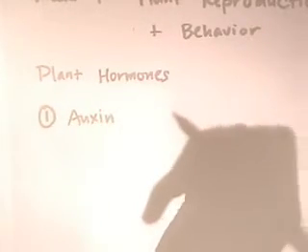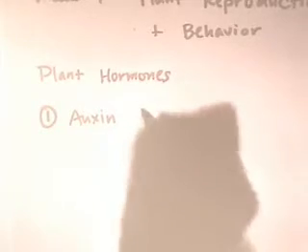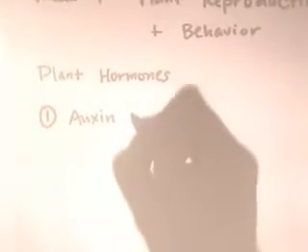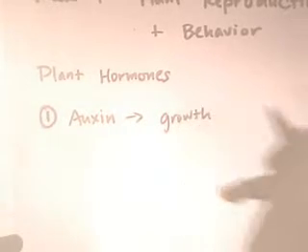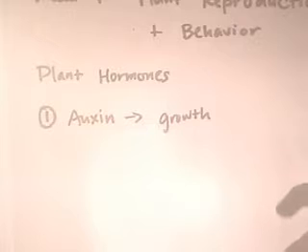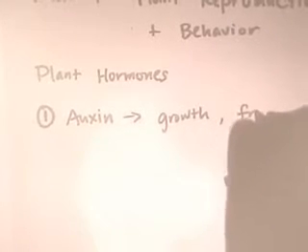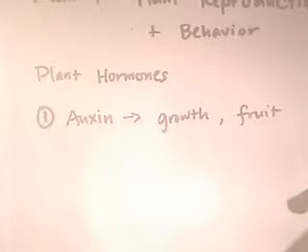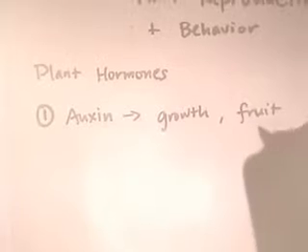First major hormone you need to know is auxin. Okay? Auxin is probably the one that you will hear of the most. And primarily, the easiest way to think about it is auxin promotes growth. Okay? It's a growth hormone. It makes the fruits develop. It makes the stems grow. It makes the leaves grow, all sorts of things like that.